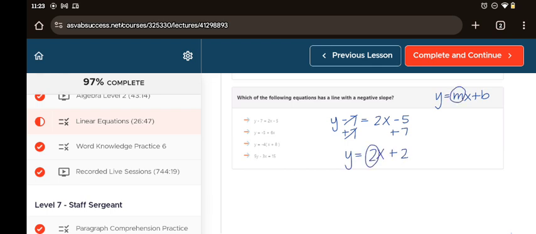Now, the slope is the m, right? So here the slope is positive 2. We're looking for a negative slope, so this is not it. Okay, next equation. Y equals negative 5 plus 6x.